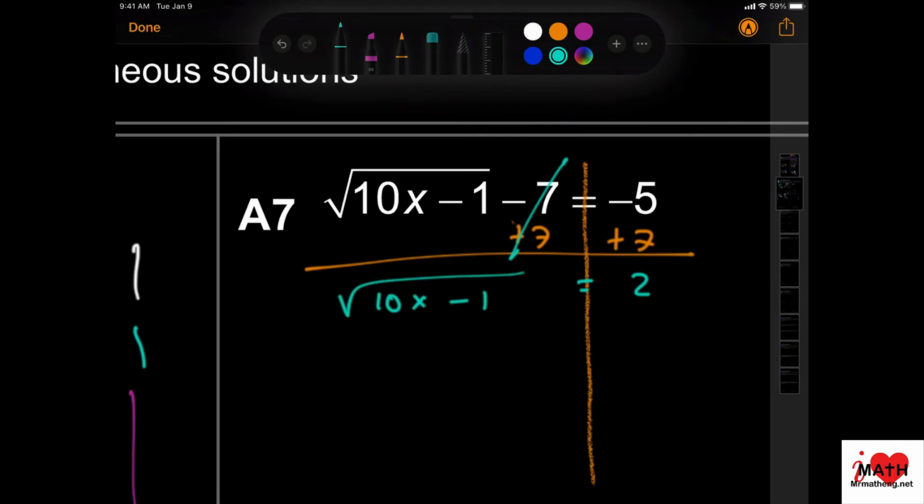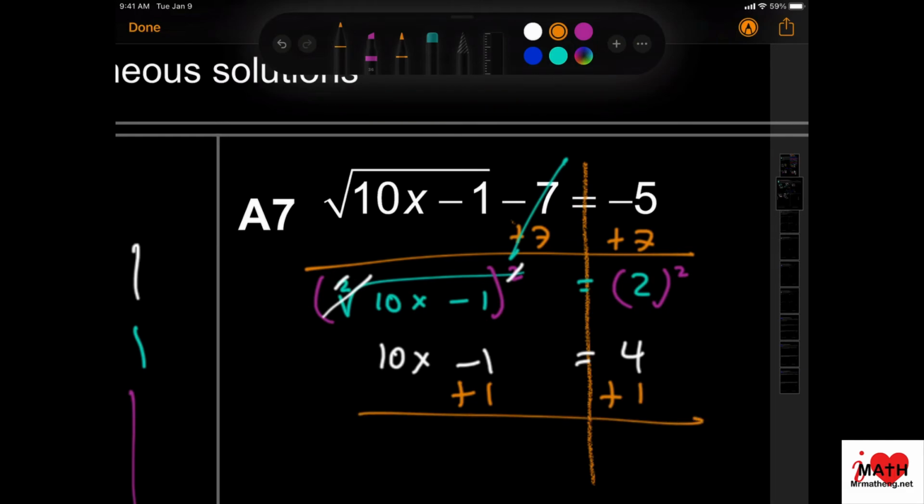Okay, now is the radical sign by itself? It is. So now I can identify the index or root. When there's no number, it is a 2. So to undo this, we're going to square both sides. This 2 and the radical sign are gone, so you're left with 10x minus 1 equals 2 squared, which is 4. And you just solve here. Add 1 to both sides. 10x equals 5.